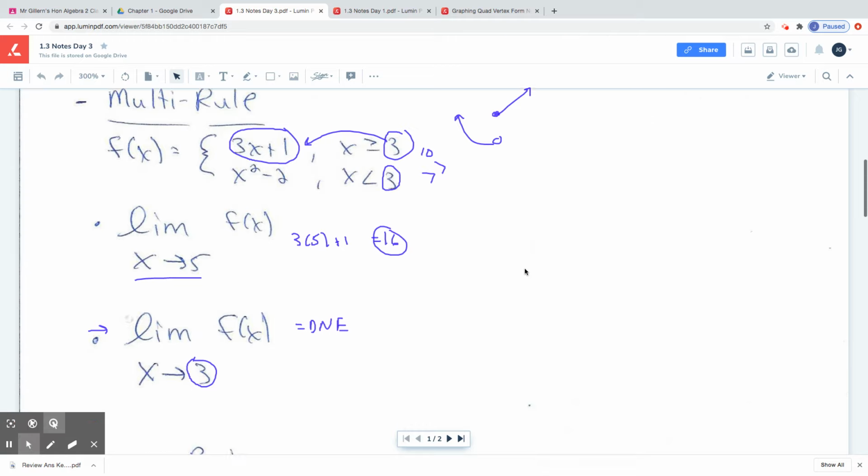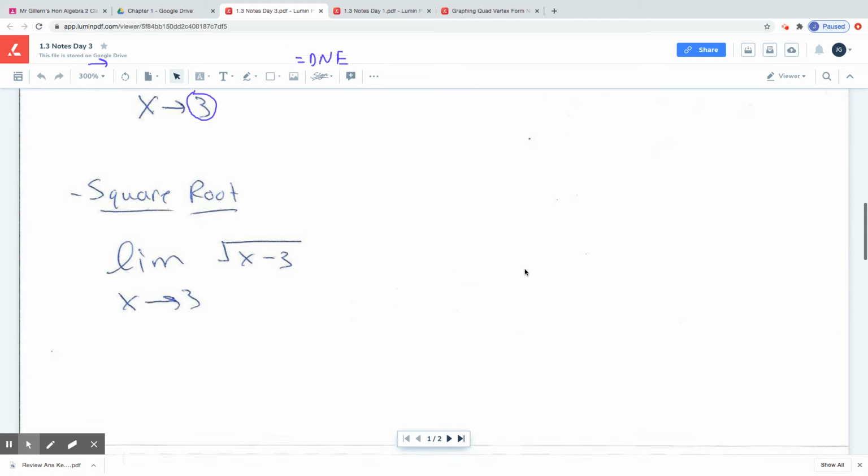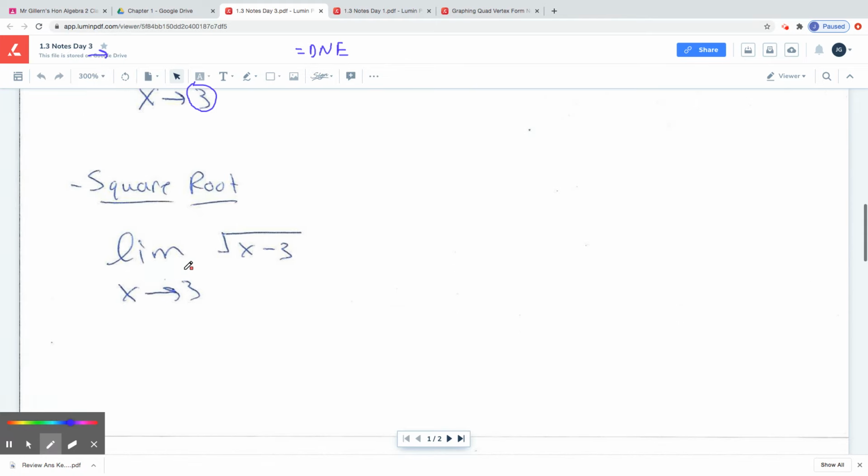All right. So all these are just little special ones. And like I said, we'll practice a bunch of these. Now for this one, it's a square root. Let's say this was 4 instead of 3, and I just substitute it in. You get the square root of 4 minus 3, which is 1. The square root of 1 is 1. So 1 would be my answer. Nice. But I don't have that.